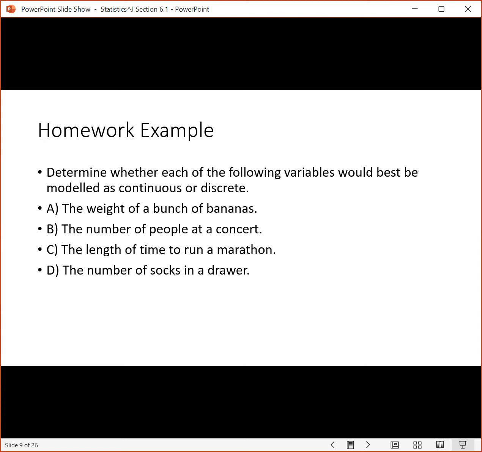We don't have 0.001 person. You have a whole number of people, and you could go and count them, maybe by the ticket number that's on their ticket. So there's a listable number of people. So this is discrete. Length of time, you use decimals, so this is going to be continuous. And then the number of socks in a drawer, that's countable. You could lay out socks and count them. And so that's going to be discrete.